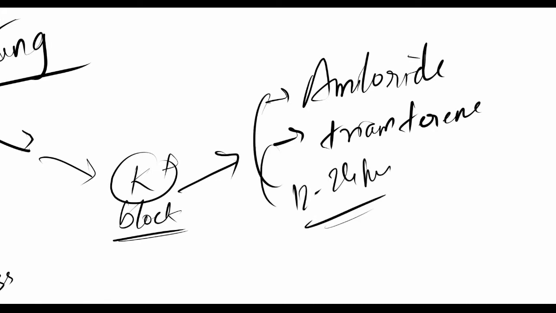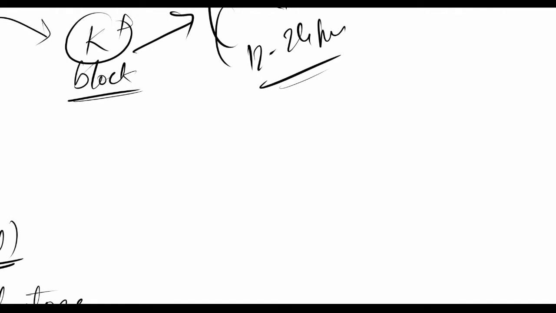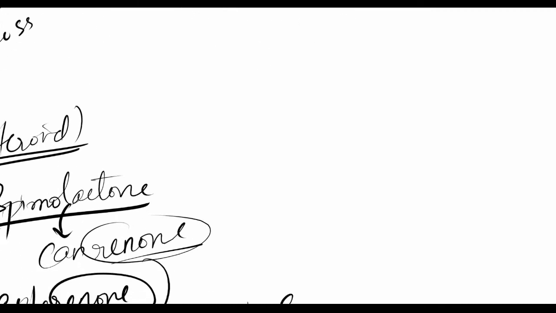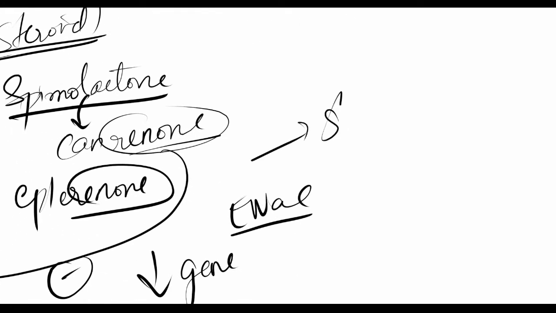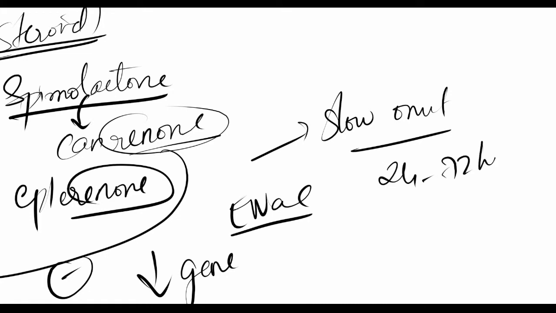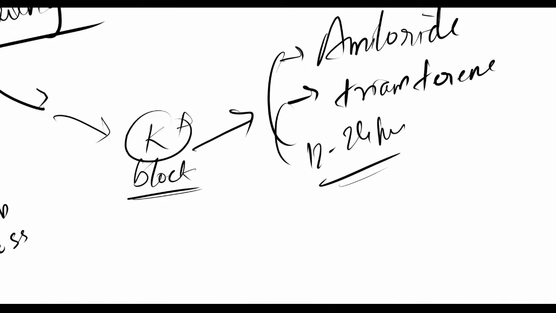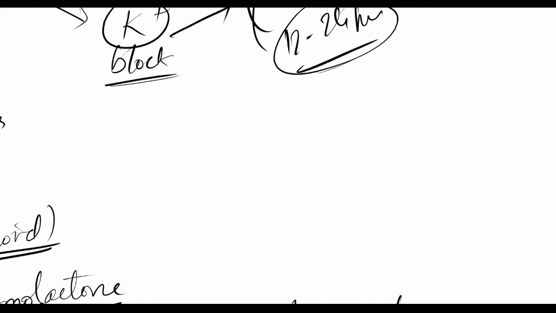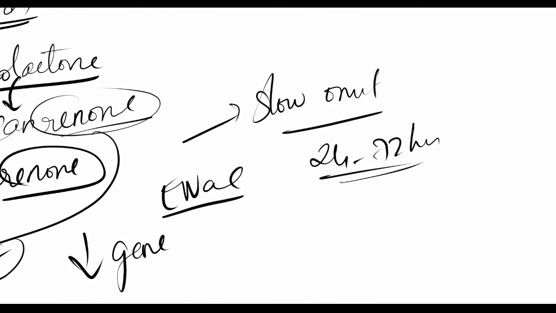Compared to the steroid derivatives which we saw, spironolactone and eplerenone, they have a slow onset of action, but the duration is 24 to 72 hours. So if you want a daily dose, this would be once daily, and they have a one to three day duration, so it could be given twice weekly or thrice weekly.